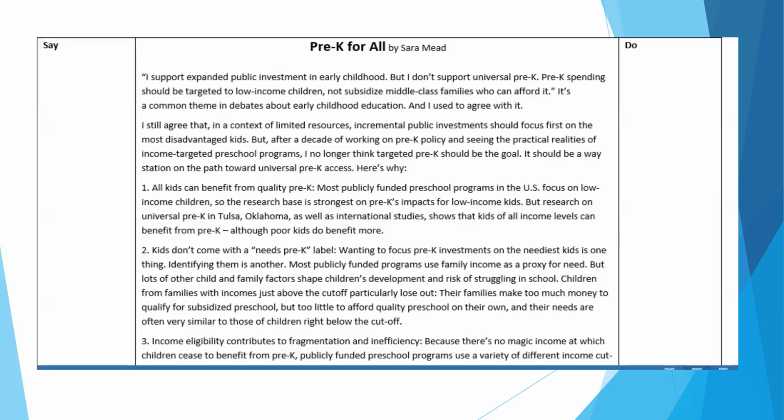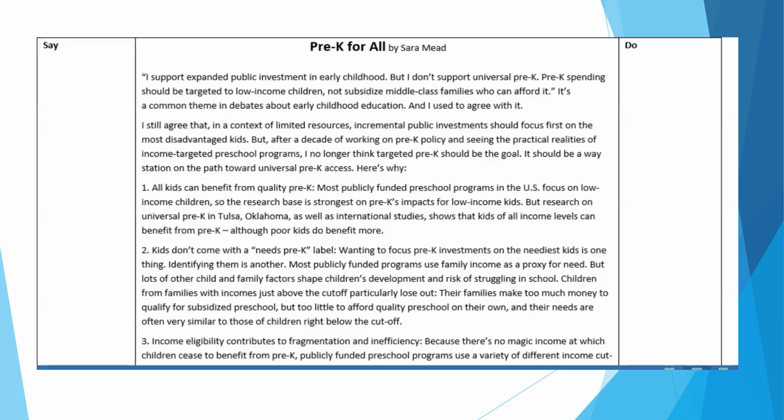Now what you're going to do is just go paragraph by paragraph and pick the most important piece for each paragraph. If we look at the first paragraph, it said, I support expanded public investment in early childhood, but I don't support universal pre-K. Pre-K spending should be targeted to low-income children, not subsidized middle-class families who can afford it. It's a common theme in debates about early childhood education, and I used to agree with it. So Sarah Mead, the author, gives a common argument against universal pre-K and says that she used to agree with it. So we would summarize that and put the summary on the left-hand side.